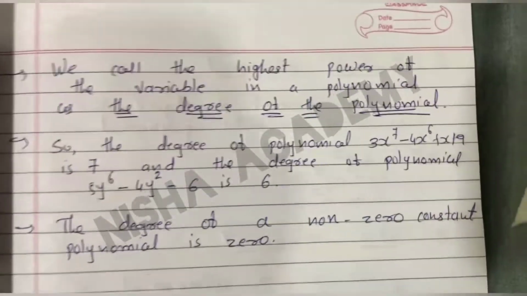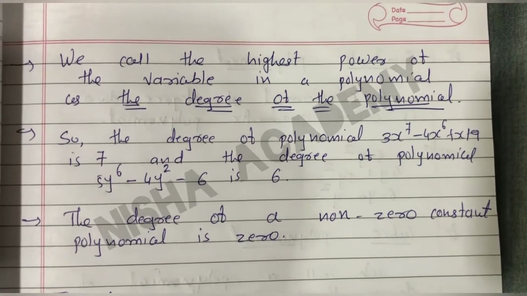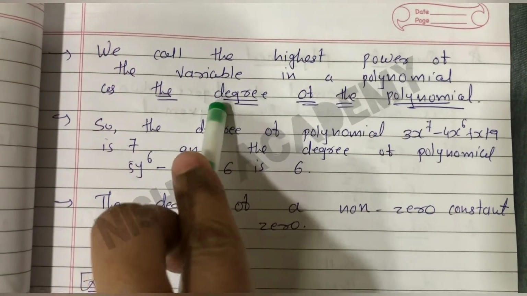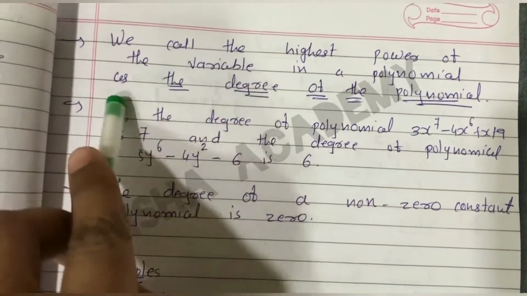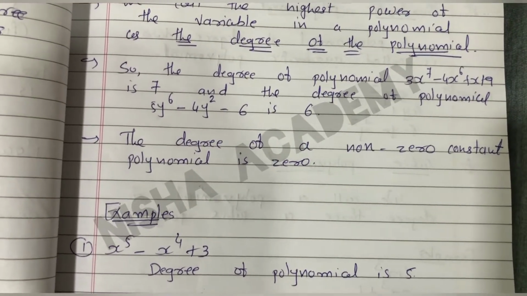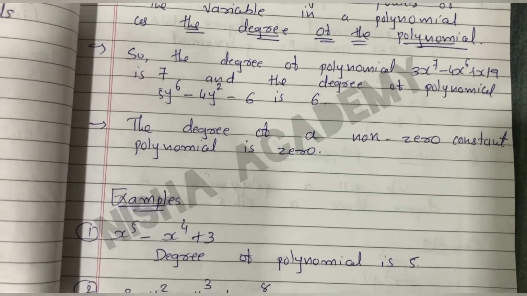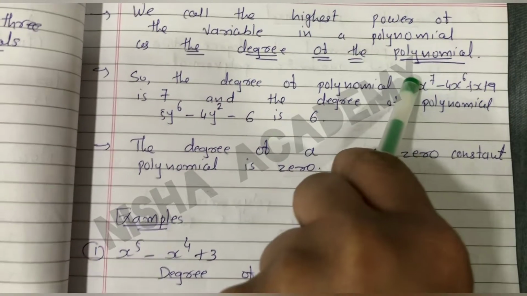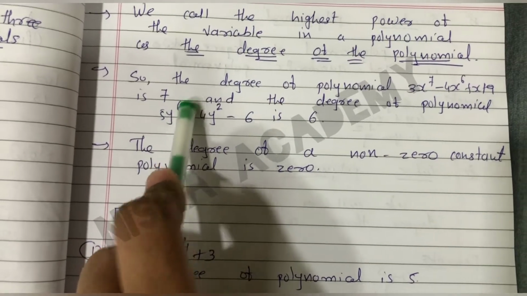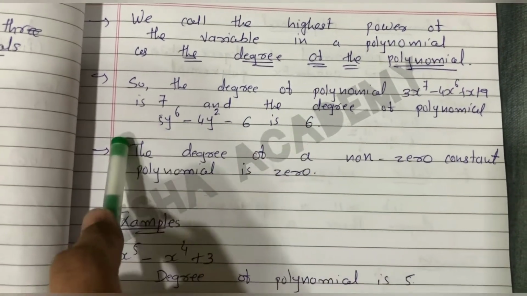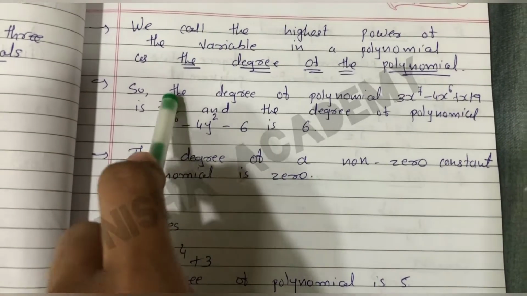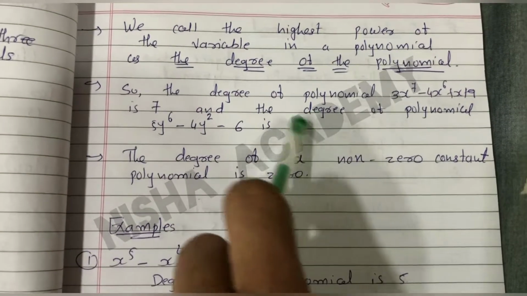We call the highest power of the variable in a polynomial the degree of the polynomial. That is the definition of the degree of a polynomial. So the degree of the polynomial 3x raised to 7 minus 4x raised to 6 plus x plus 9 is 7, because the highest exponent, of the term 3x raised to 7, is 7. Here the degree of the polynomial 5y raised to 6 minus 4y square minus 6 is 6, because the highest power is 6.